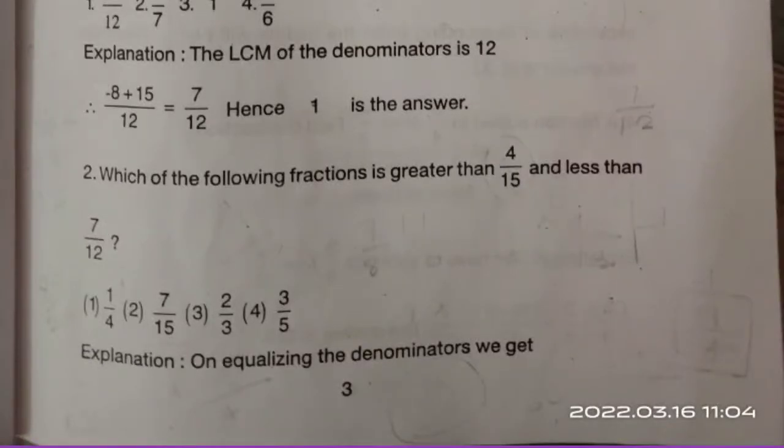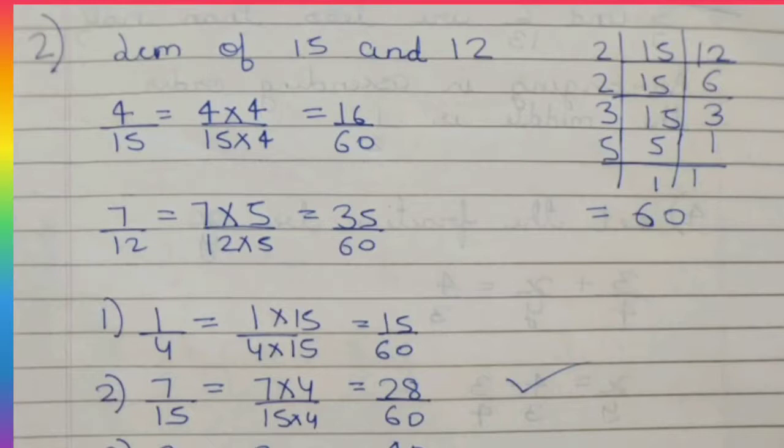Now the second solved example is, which of the following fractions is greater than 4 by 15 and less than 7 by 12? So there is a condition that the fraction must be greater than 4 by 15 and less than 7 by 12. So for that we will first make the denominators of 4 by 15 and 7 by 12 the same to make it easier. So the LCM of 15 and 12 is 60.